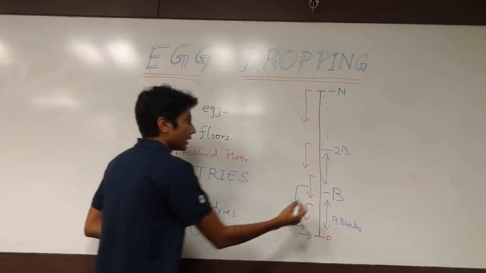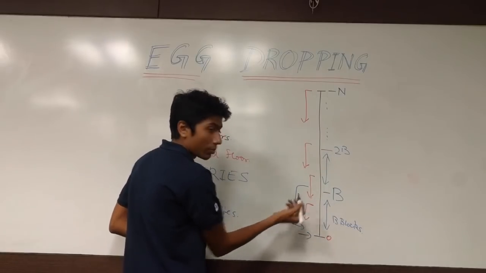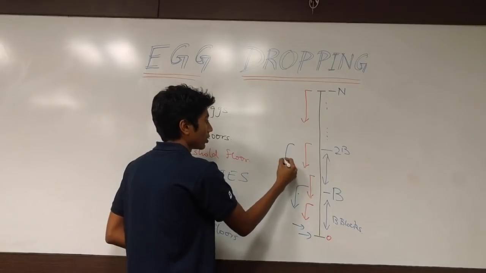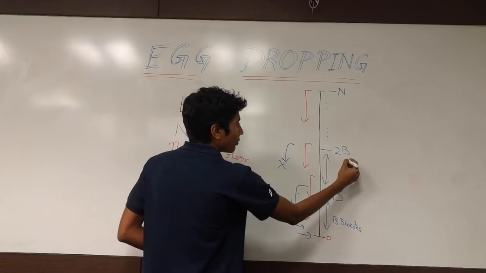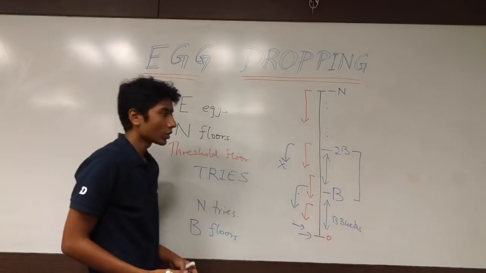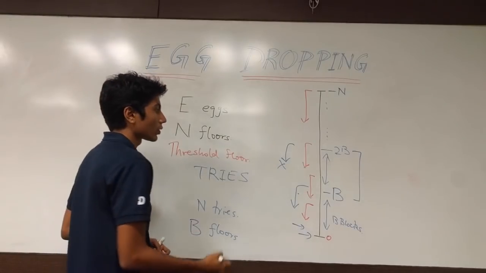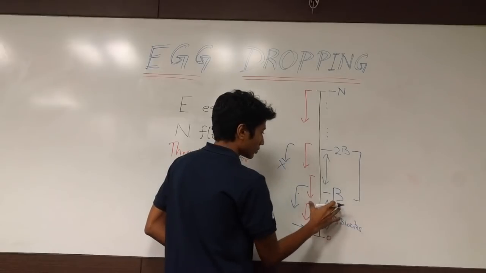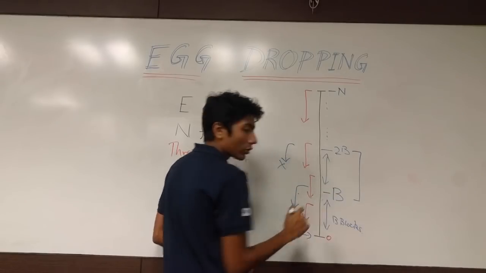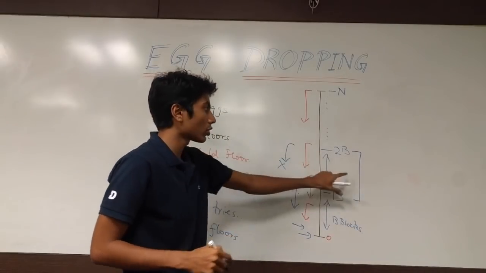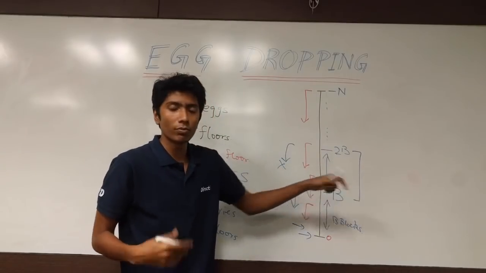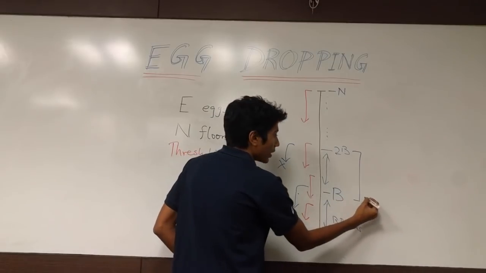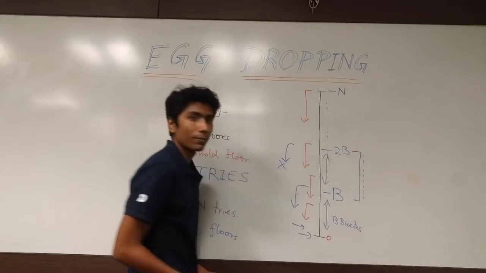So let's say the egg over here did not break. The egg at 2B broke. So here it broke. And now you have these many floors to look into with E minus 1 eggs. Till now you have used one egg, by the way, because the moment it broke, you have B floors to look at. So now they start at block number B and slowly work their way up to 2B.